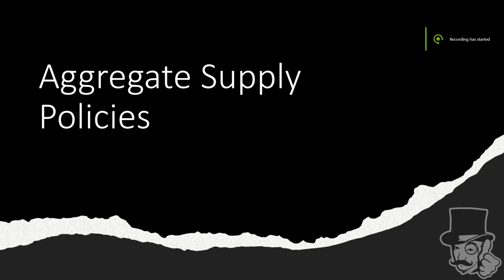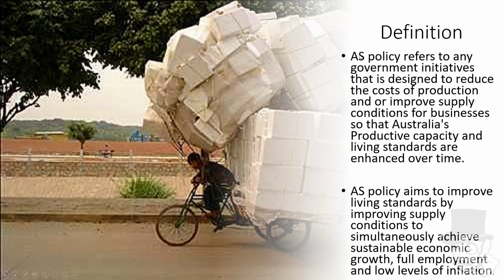Alrighty, last area of study. Let's get through it. Aggregate supply policies. The definition of AS policy refers to any government initiatives that are designed to reduce the cost of production or improve supply conditions for businesses so that Australia's productive capacity and living standards enhance over time. By increasing AS we hope to fulfill all our domestic economic goals too.